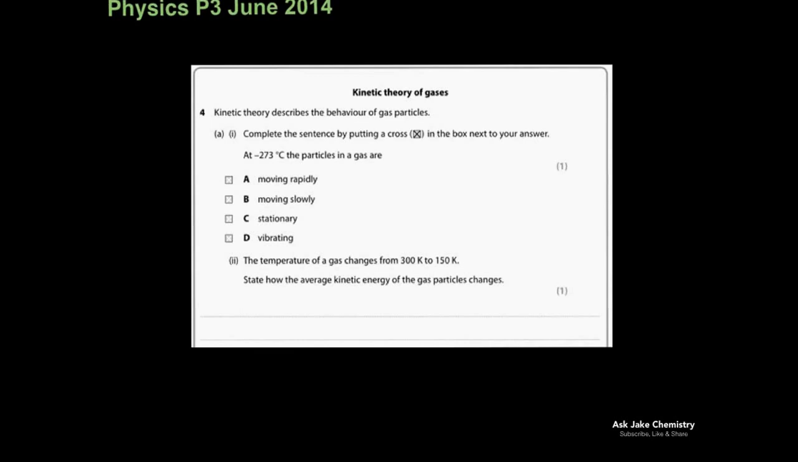Question 4 is about the kinetic theory of gas. Kinetic theory describes the behavior of gas particles. Complete the sentence by putting a cross in the box next to your answer. It says minus 273, the gas particles are. If you have revised, you would know that minus 273 is absolute zero. So when something's at absolute zero, is it going to be moving rapidly, moving slowly, stationary, or vibrating? It can't be moving rapidly or slowly because it's absolute zero. When something's not moving at all, it means it's stationary. So the answer would be C.